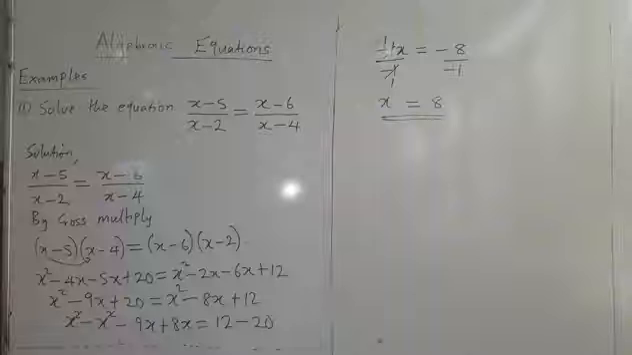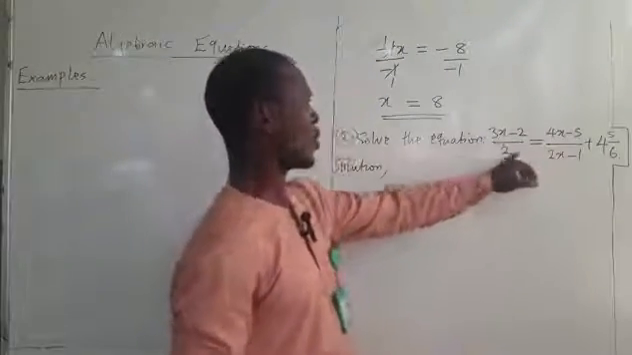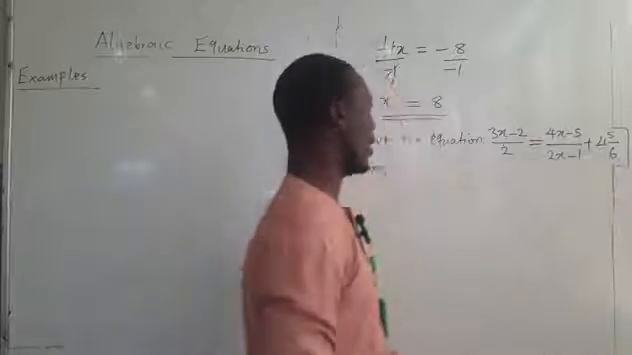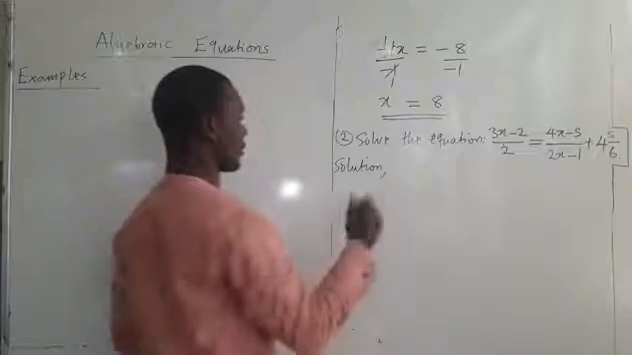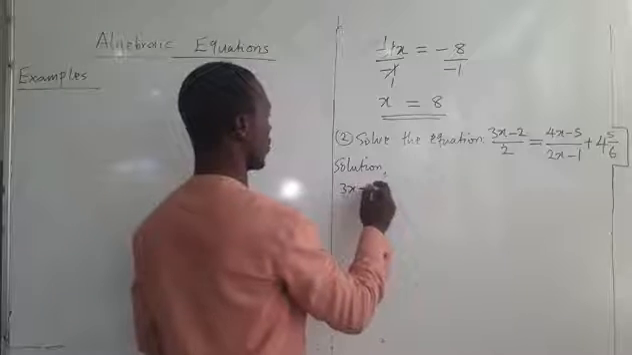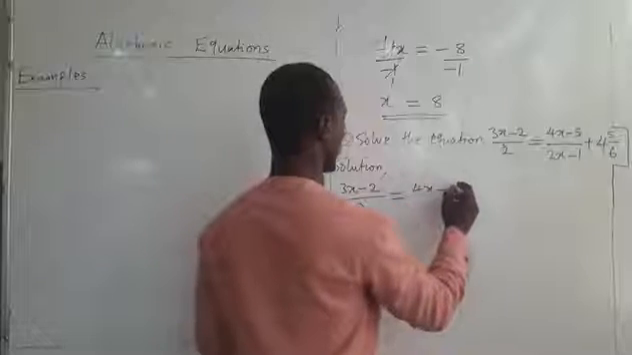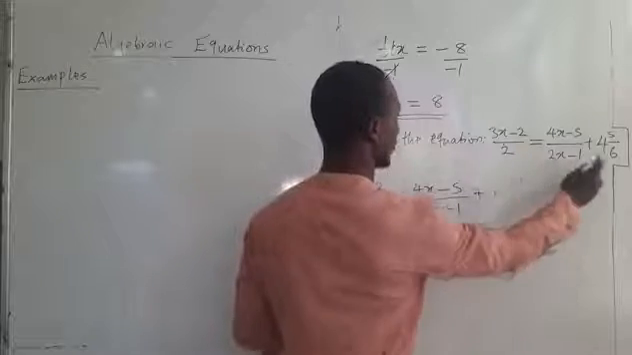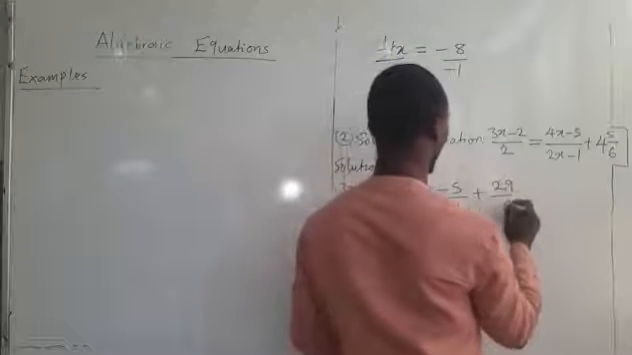So that is that on example 1. Then on question number 2. Solve the equation 3x minus 2 all over 2 equals 4x minus 5 all over 2x minus 1 plus 4 whole number 5 over 6. To solve this, the first thing to do is to change the mixed number to an improper fraction. So we have 3x minus 2 all over 2 equals 4x minus 5 all over 2x minus 1, then plus 6 multiplied by 4 is 24, 24 plus 5, that's 29 all over 6.